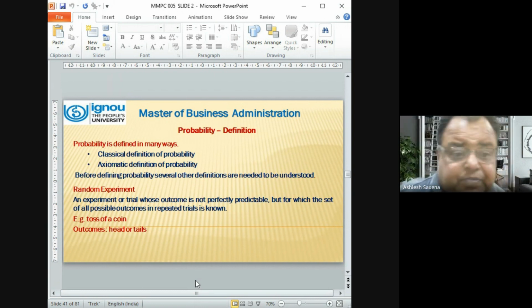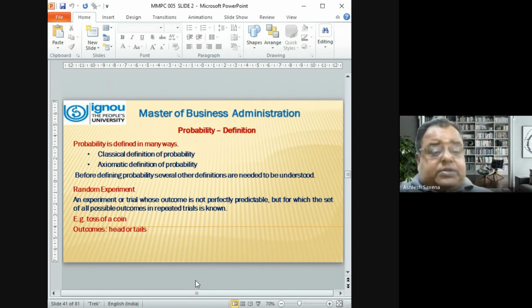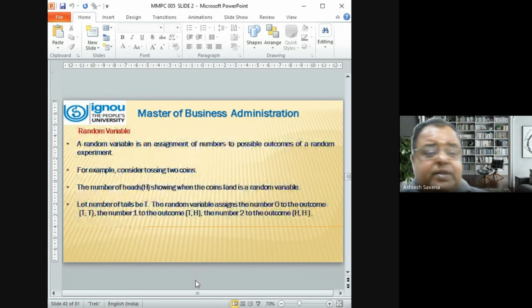Before beginning probability, several definitions need to be understood. First of all, random experiment. An experiment or trial whose outcome is not perfectly predictable, but for which the set of all possible outcomes in repeated trial is known. Very simple. Toss of a coin. You are aware of what the outcomes will be, either head or a tail. That means this is a random experiment. And random variable: a random variable is an assignment of numbers to possible outcomes of the random experiment.